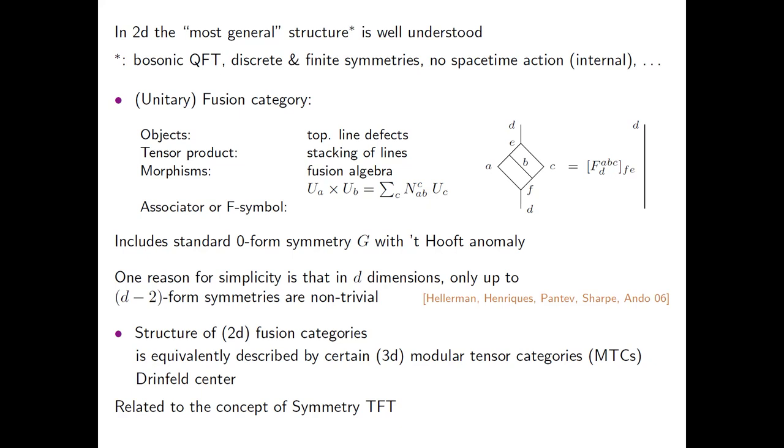And of course, this framework includes the standard case of a zero-form symmetry G with an 't Hooft anomaly, and the 't Hooft anomaly is described by this associator, but this is general.